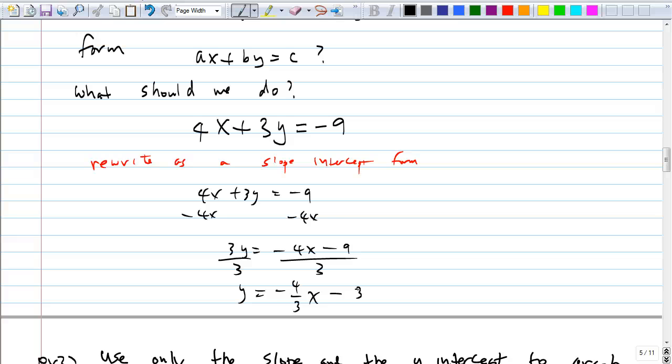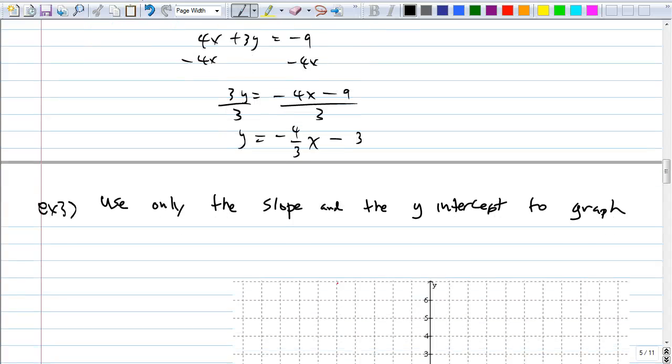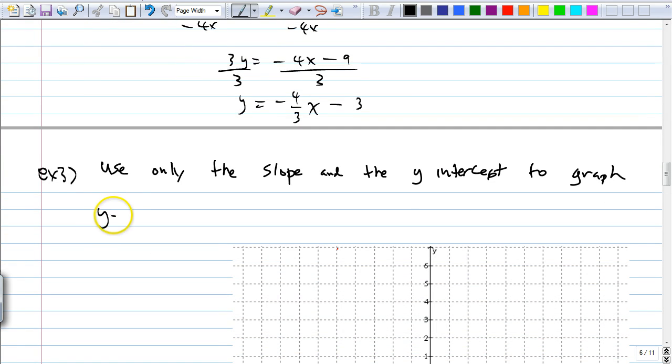Now we even know a better way after we solve for y. Just like we've done many times when we're doing tables of values, we plug in a bunch of nice values of x and figure out the points. Now all we need to do is graph this. We don't have to do tables, right? We could just graph it now. So let's graph y equals negative 4 over 3 x minus 3, right?